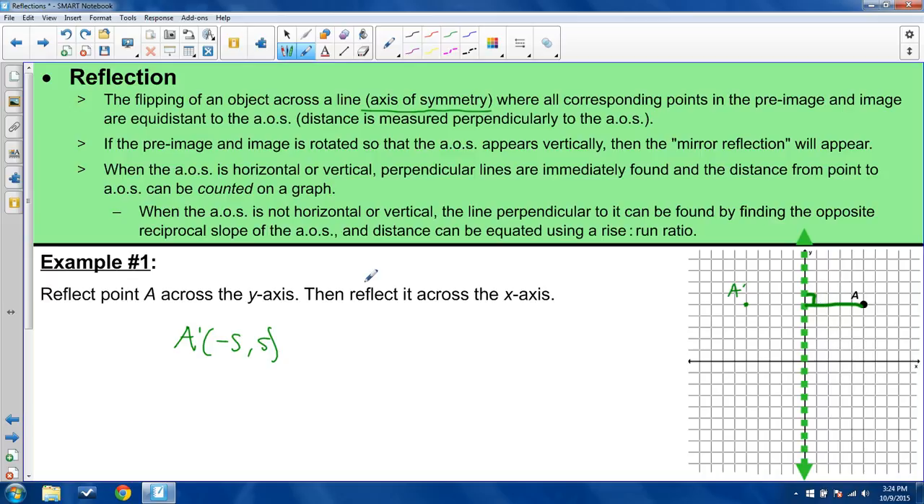So there's A prime, but I'm also going to do this next part. I'm going to reflect it across the x-axis as well. What I mean by that is after this, I should just put a comma and say, let's take A prime and now reflect it across the x-axis. So I'm going to take this new point right here and do exactly that.